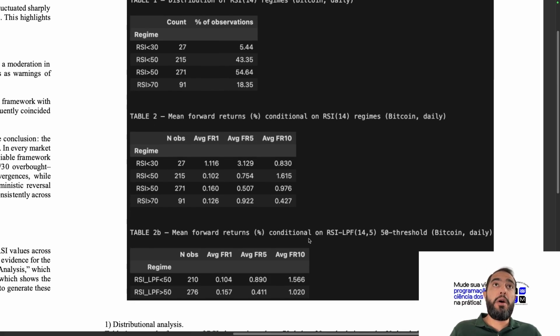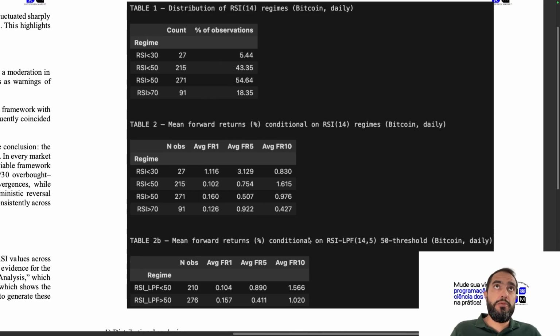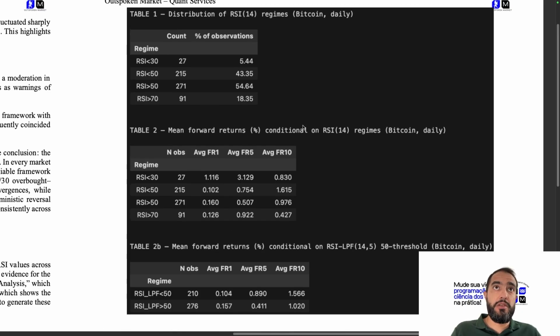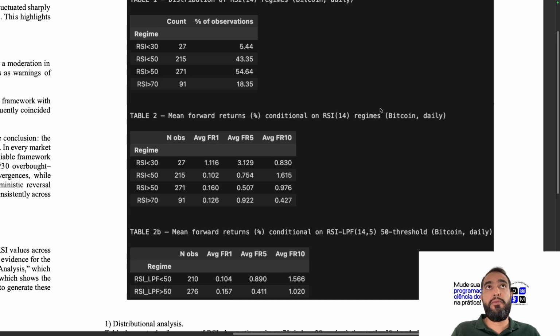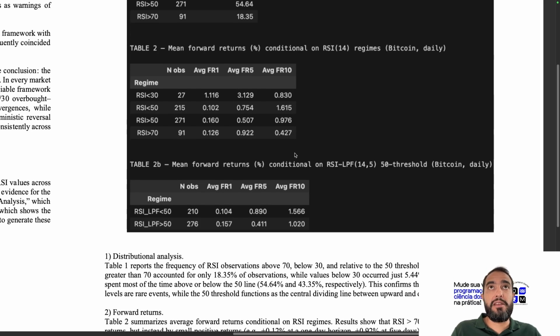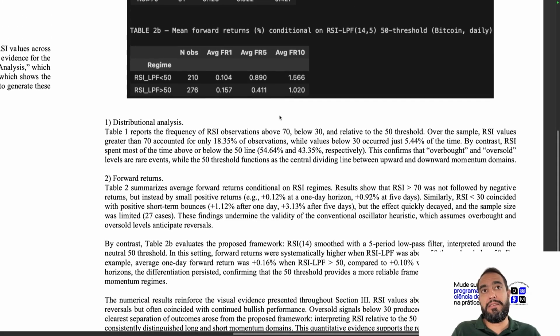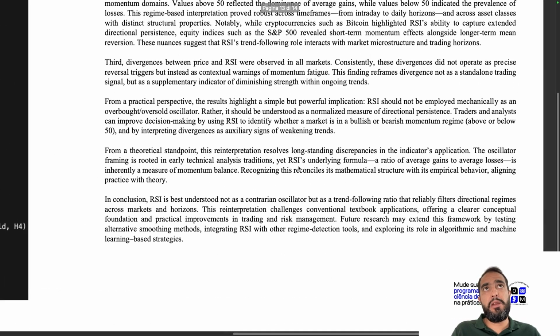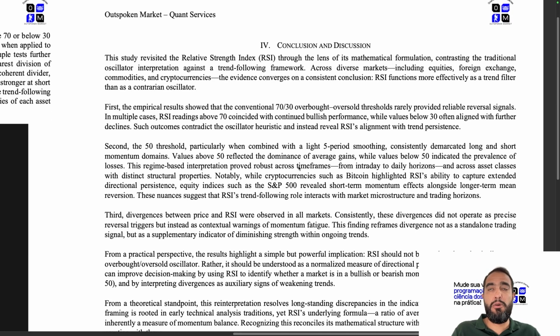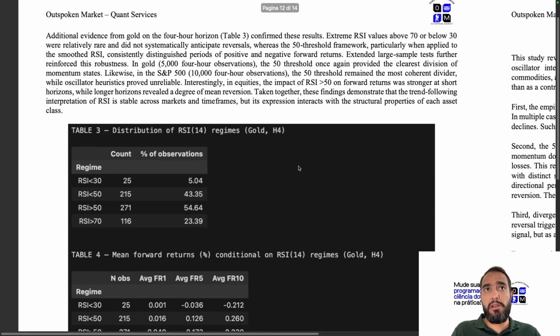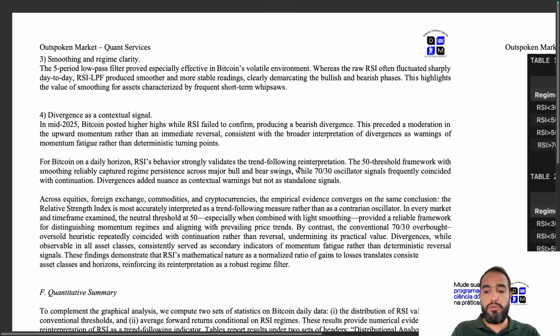Not only that, I also show you some tables with the distributions of the regimes, also the mean forward returns based on what happens after we have reached the levels that are quite well known. How was the average return for that particular security 1 day after, 5 days after, 10 days after? I mean, it's everything extremely complete and with the proofs about what we have been claiming over here. So it's not a long paper. I strongly recommend you to take a read.